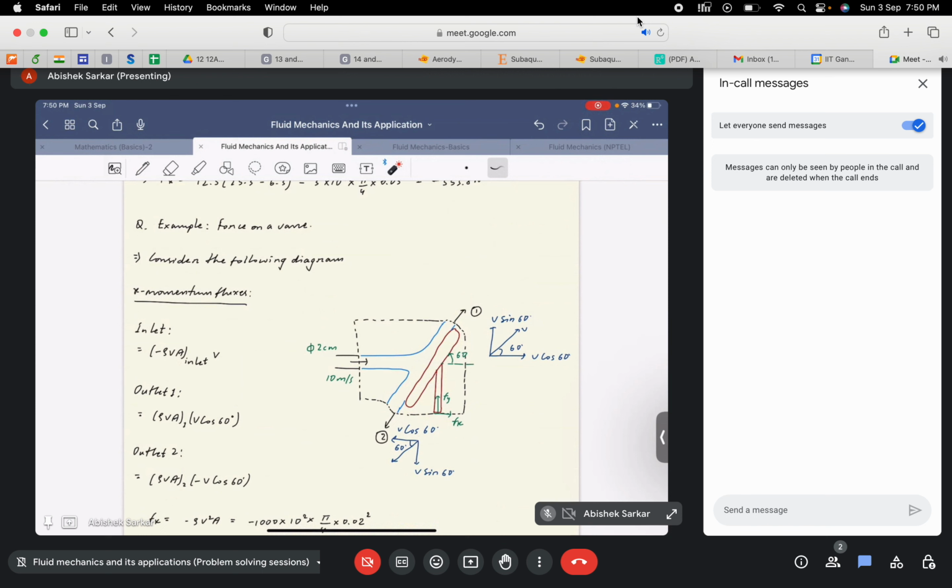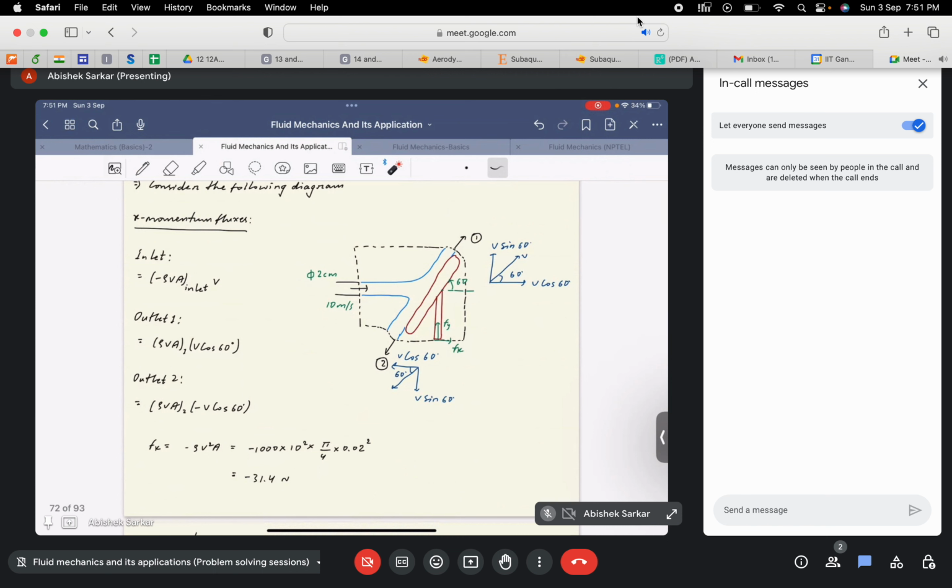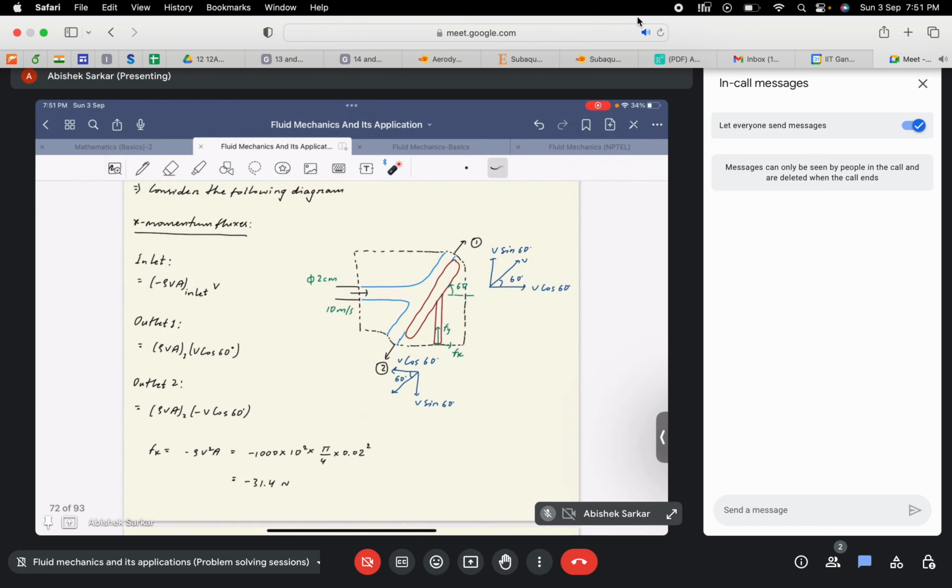Here the fluid is incoming as a jet. It comes as a liquid jet and strikes the vane, and after striking, the liquid moves out through these exits, denoted by exit 1 and exit 2. The diameter of the incoming jet is 2 cm, and the velocity with which the jet enters the control surface, the absolute velocity of the jet, is 10 meter per second. You can take this as V. Why? Because the vane is stationary, so VR will be equal to V. That's quite simple.